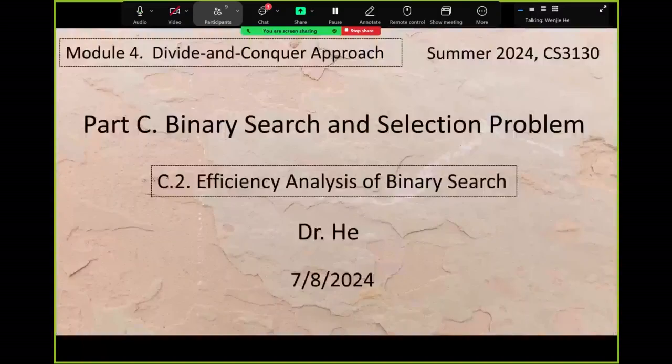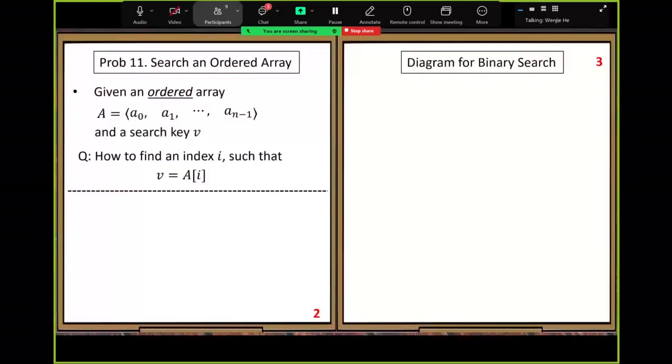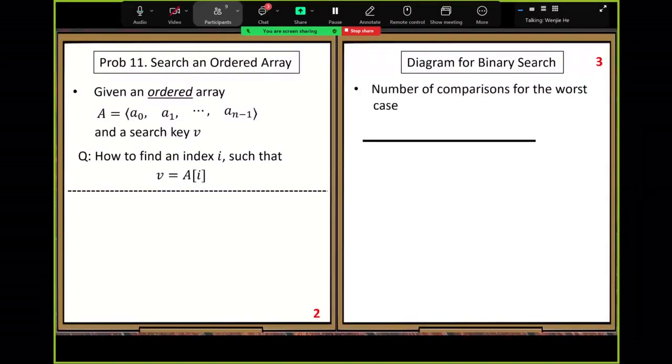All right. Next, efficiency analysis. We want to see, to solve the problem, to find the answer, how many comparisons do we need? The best case, the worst case, and the average case. So this C.2, we want to look at this efficiency problem. All right, the diagram for binary search. Number of comparisons for the worst case. The best case, it's easy, right?